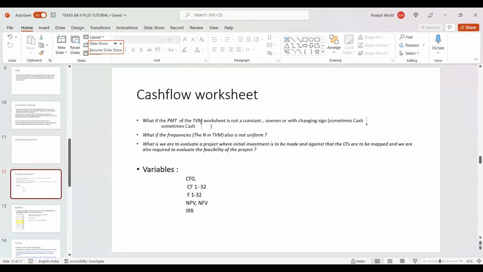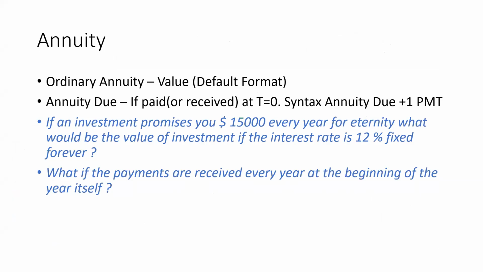Cash flow worksheet we have already done. Annuity is not that difficult. There are two things we need to understand, again very important from a finance perspective. One is called an ordinary annuity, another is called an annuity due. The only difference is that with an ordinary annuity, the payment is made or received at the end of the year or the end of the period. And with an annuity due, it is at the beginning of the year.